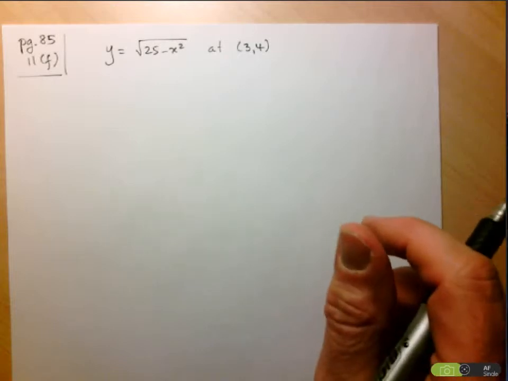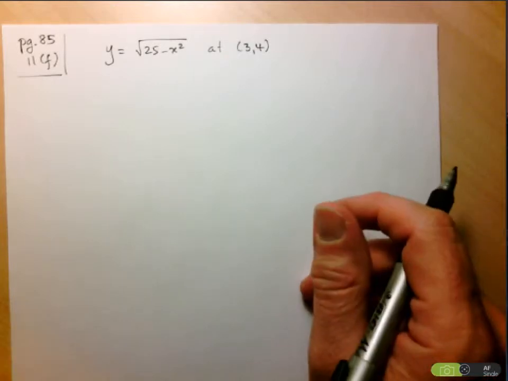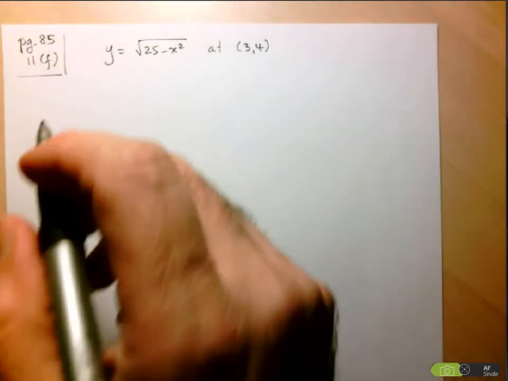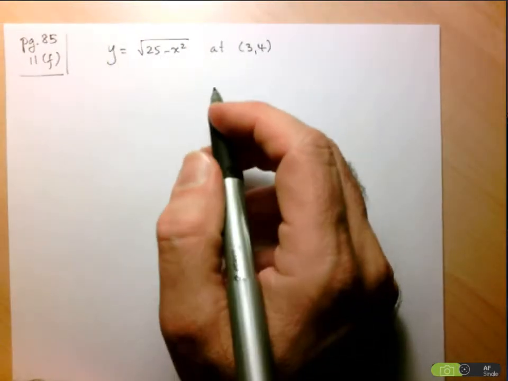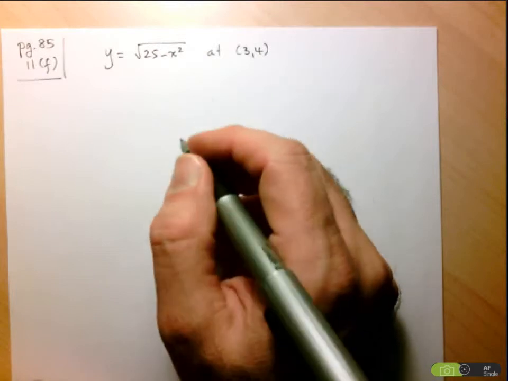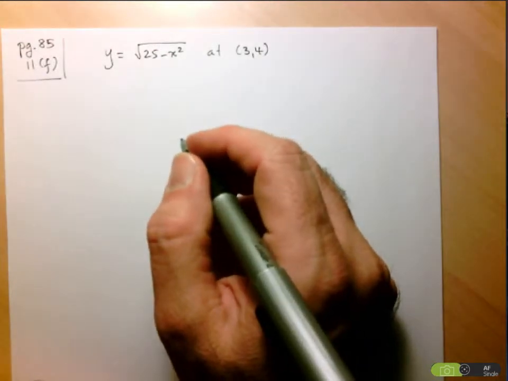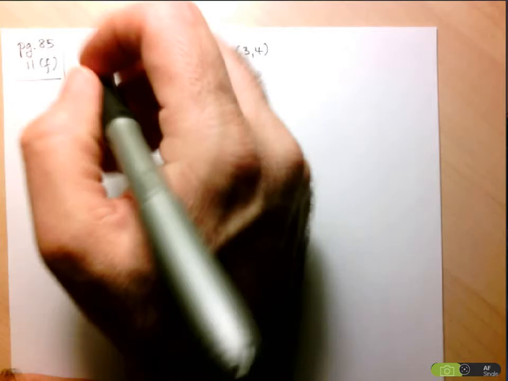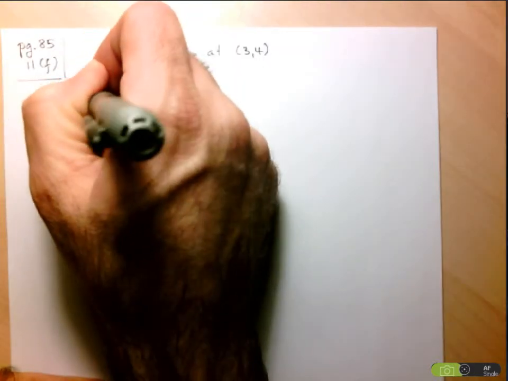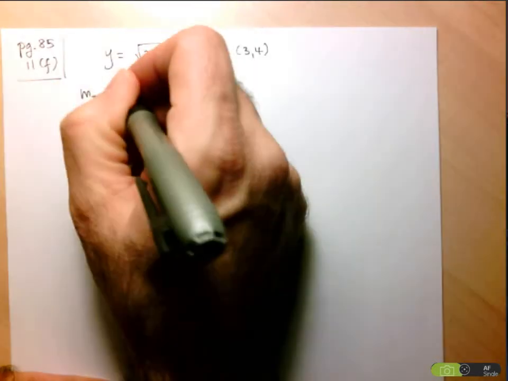Hi folks, we're going to take a look at page 8511F. They're asking us to find the rate of change of this function at the point (3, 4). I'll use the x approaching a formulation for this one, just to do something a little different. If we're looking for the rate of change, we're looking for the slope of the tangent.